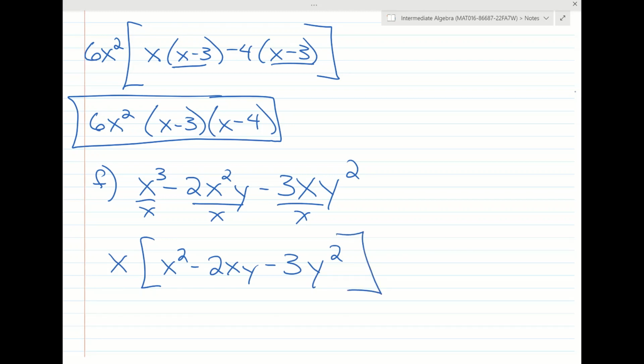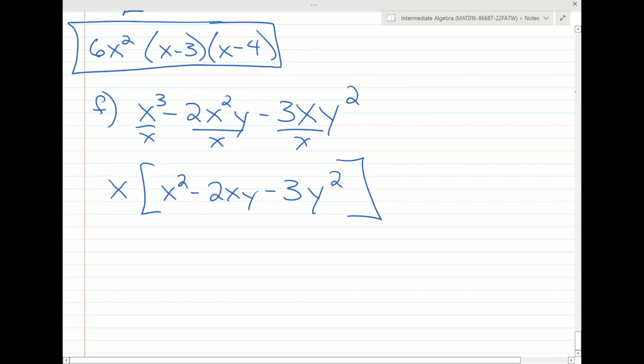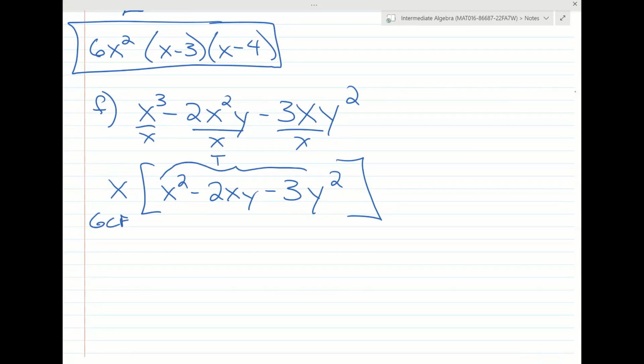The parentheses and the brackets, there's no difference with them. Now, the x is fine the way it is. This is the GCF, but this is our trinomial. So the fact that there's x's and y's, it doesn't matter.